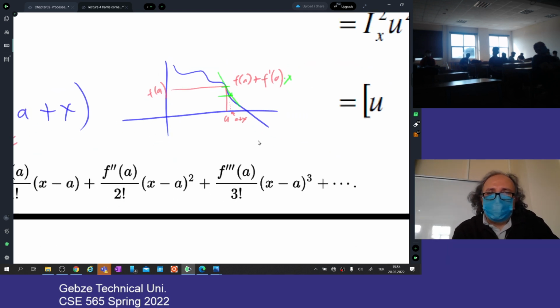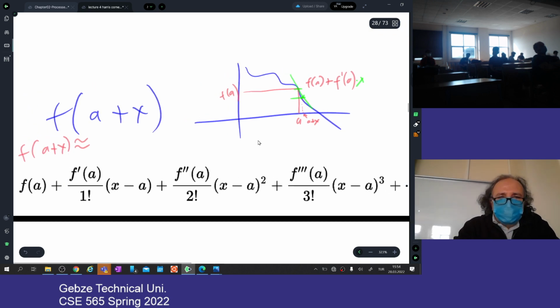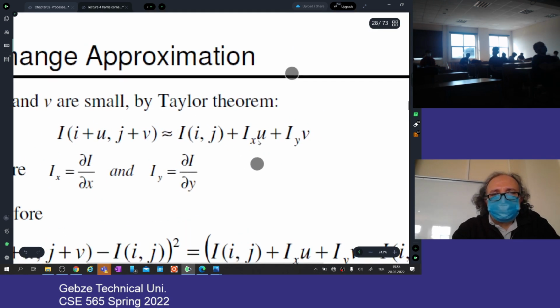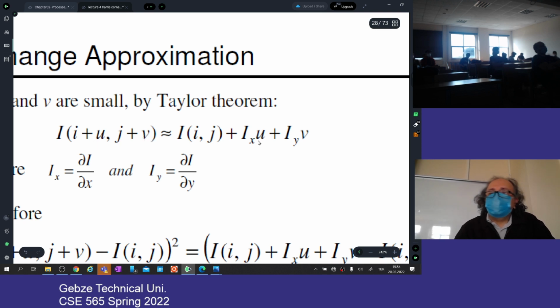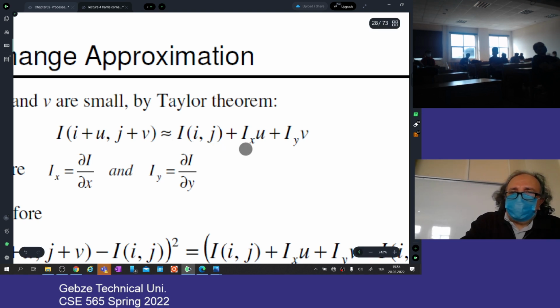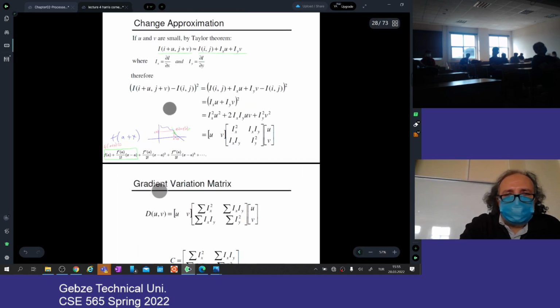If I continue this, you will have to take the second derivative and the third derivative, and it goes until infinity. But usually we do this, and that will be it. That's what we are going to do. To evaluate I(i plus u, j plus v), it is enough for us to take the first two terms of the Taylor series expansion. But our function is not a one-dimensional function, it's a two-dimensional function. So let's do this: I(i,j) plus the derivative of I in the x direction times u, plus the derivative of I in the y direction times v, will be kind of equal.